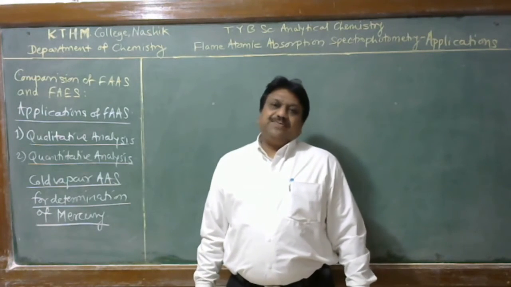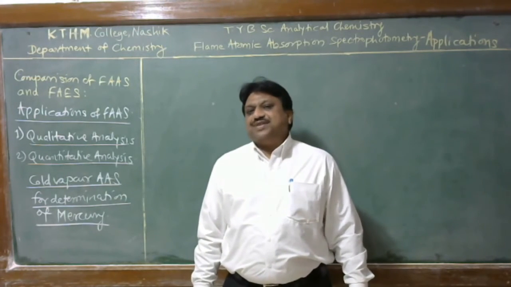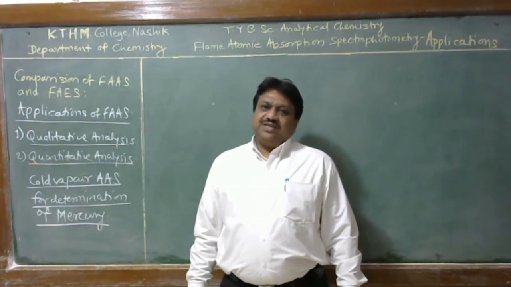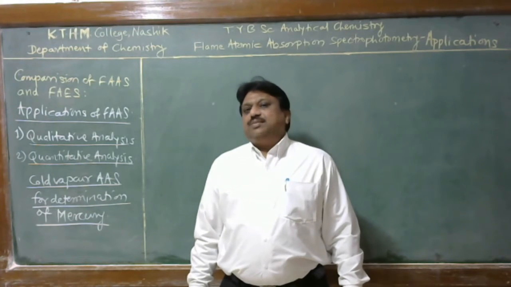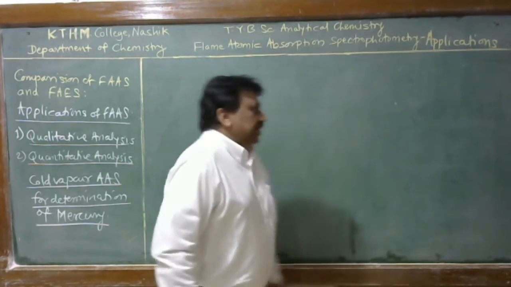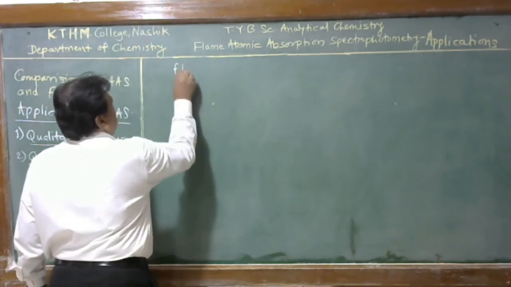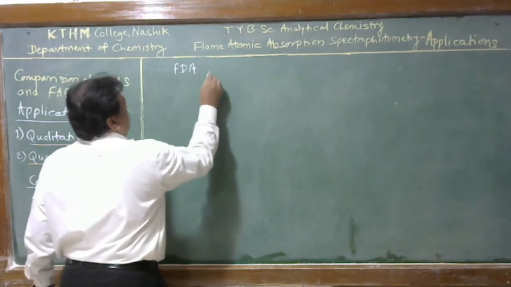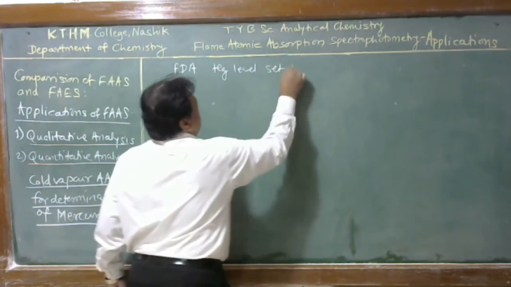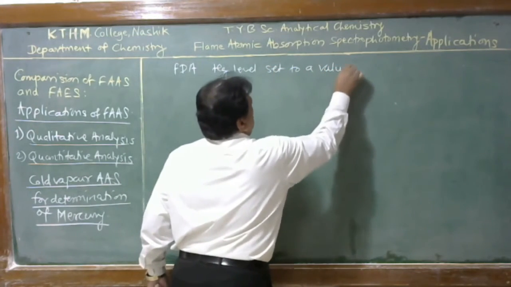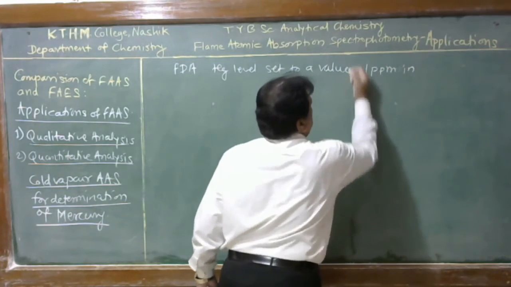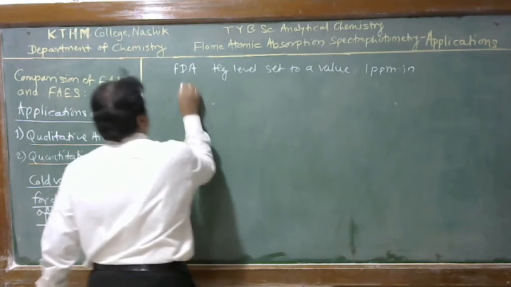Student, now we discuss a special application of atomic absorption spectrophotometry, that is, cold vapor atomic absorption spectrophotometry for determination of the amount of mercury in different samples. According to the Food and Drug Administration, the mercury (Hg) level is set to a value of 1 ppm in fish for consumption.